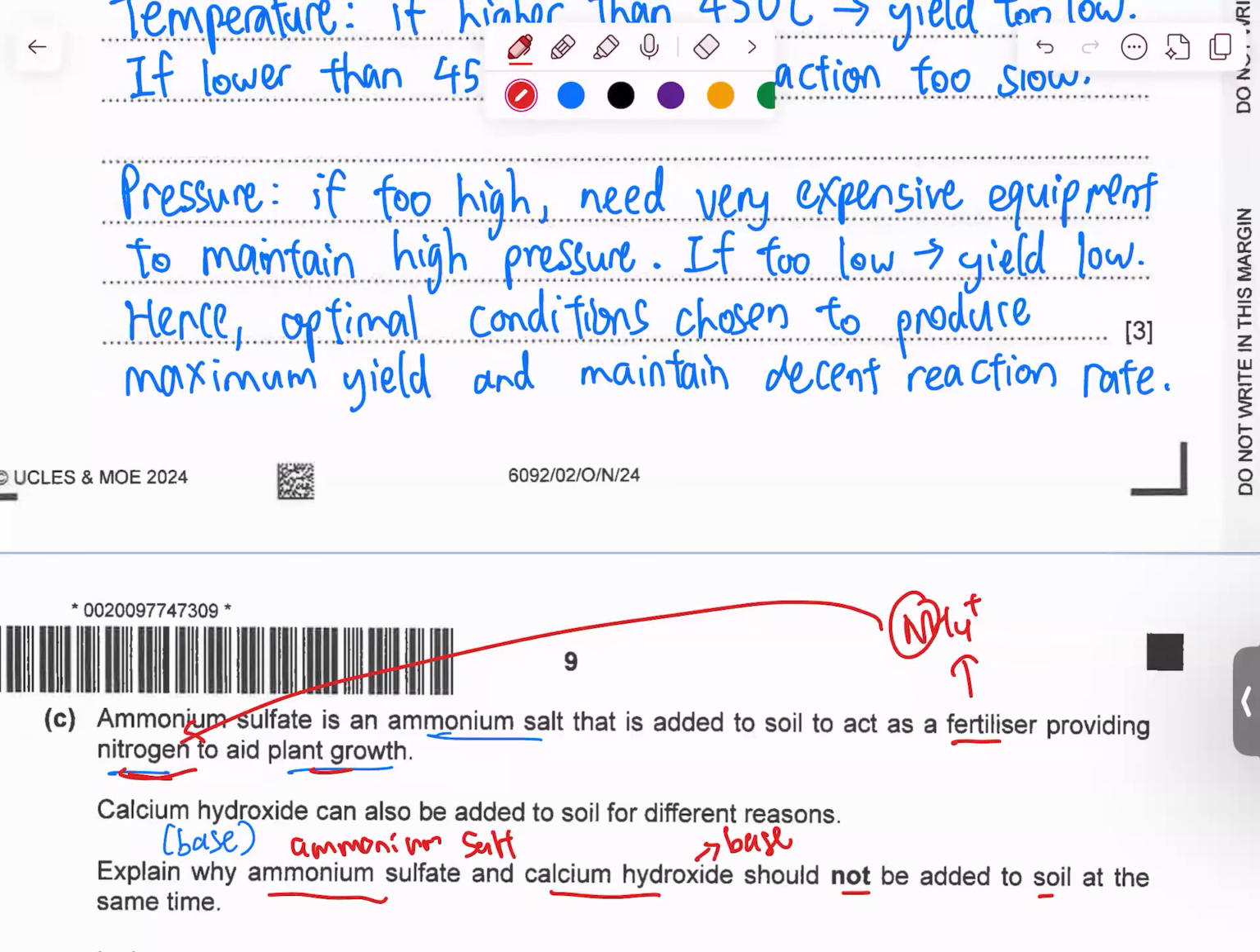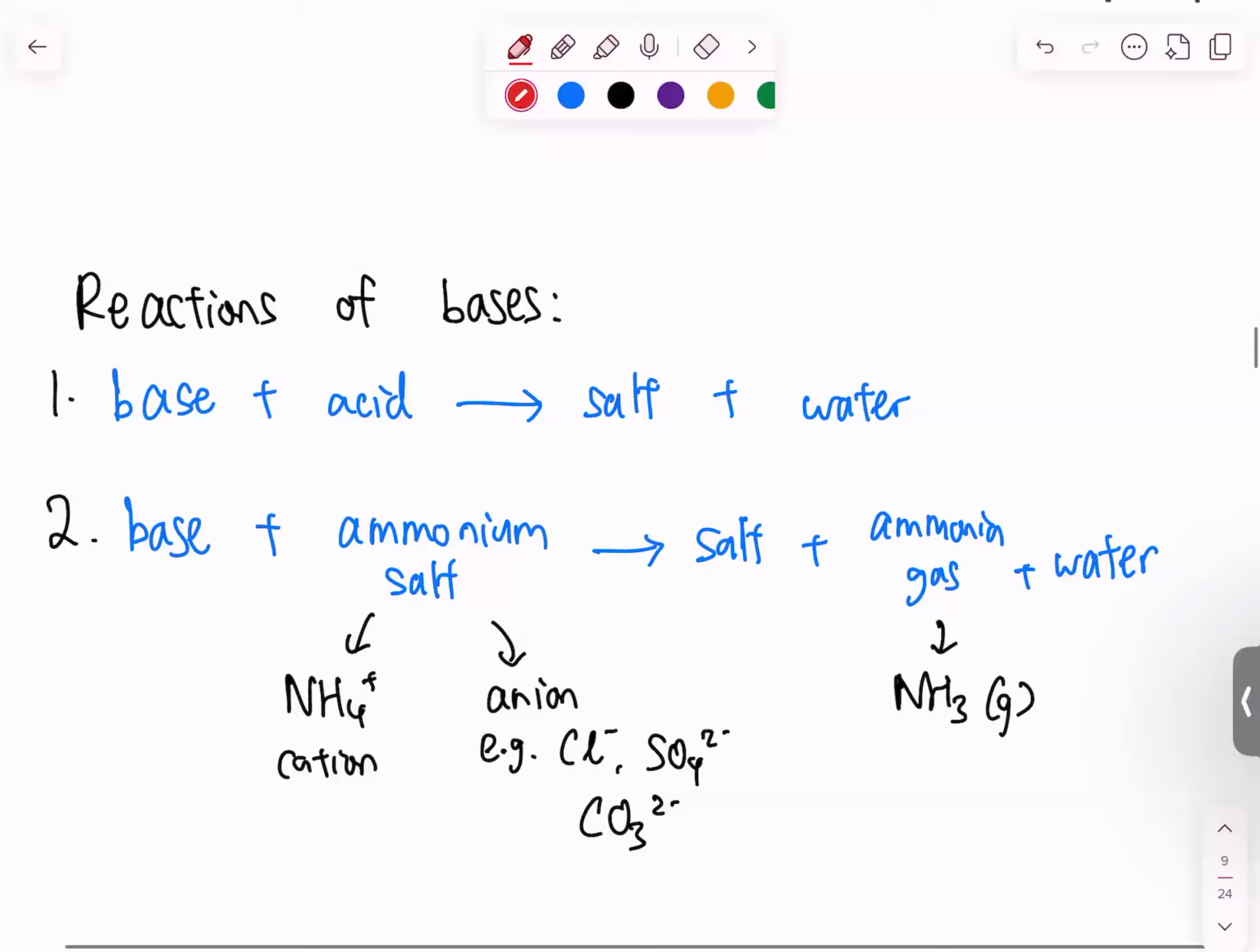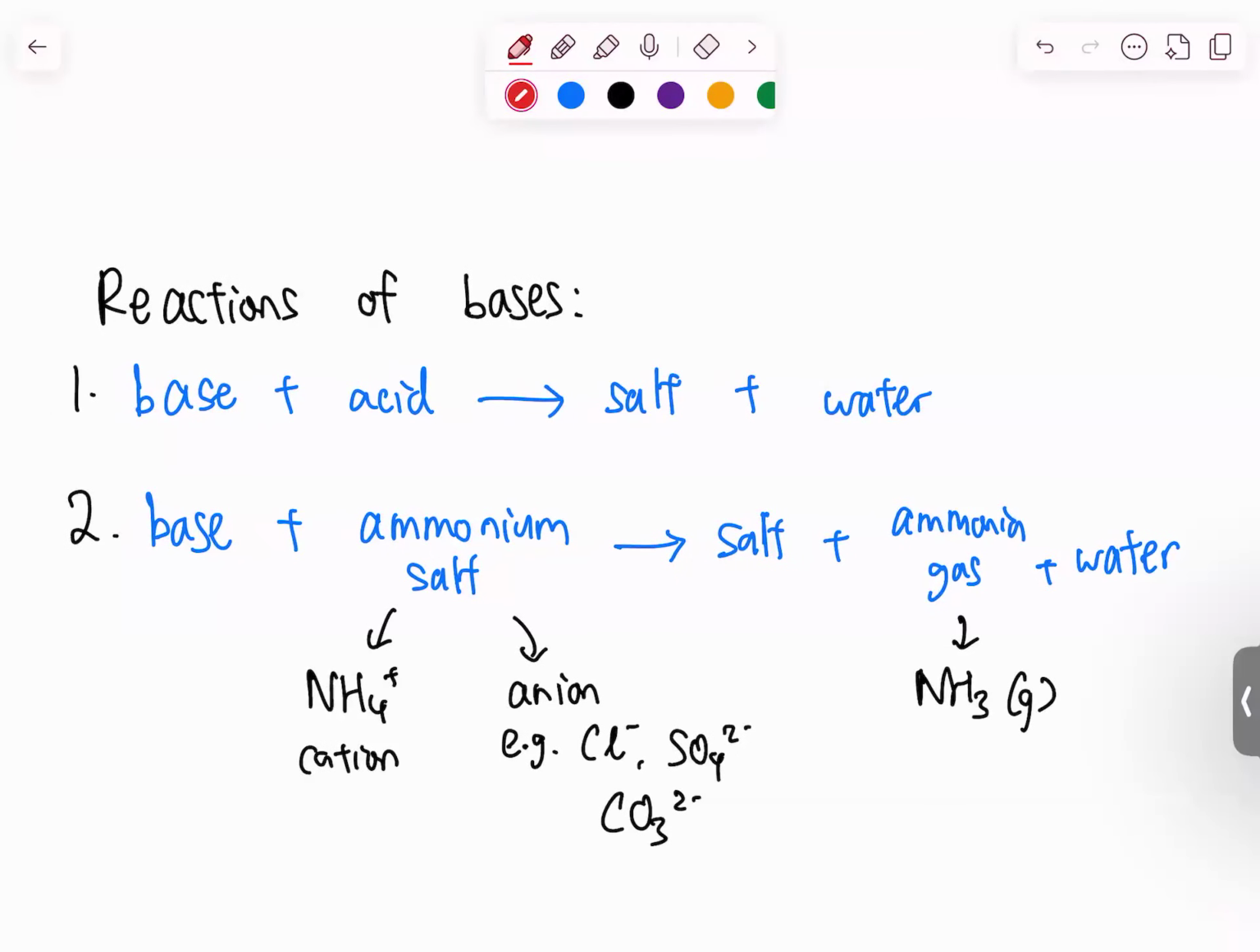Now, at this point, I want to highlight a very important concept. Reactions of bases. When I ask students, what are the reactions of the bases? Most students can tell me the first one, base plus acid forms salt and water. This is the most common one. But when I ask what's the other reaction, most students will struggle to answer, because they will always remember one, but they will always forget the second reaction of the base. So what is the second reaction of the base? A base can react with ammonium salt to form salt, ammonia gas, as well as water.